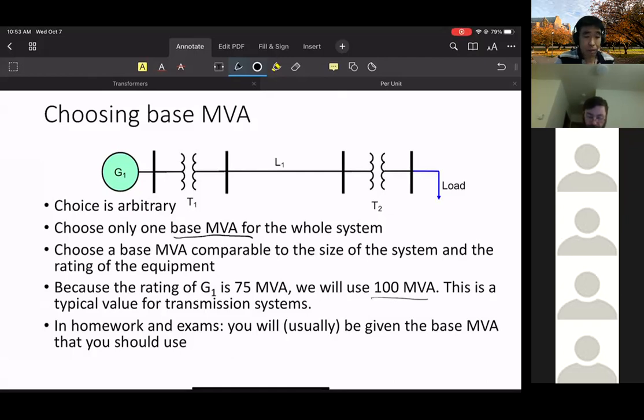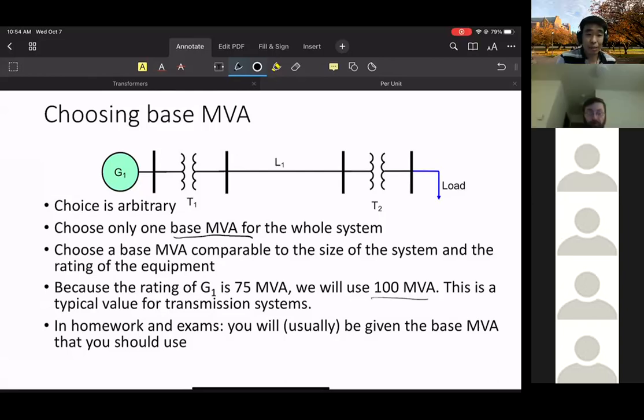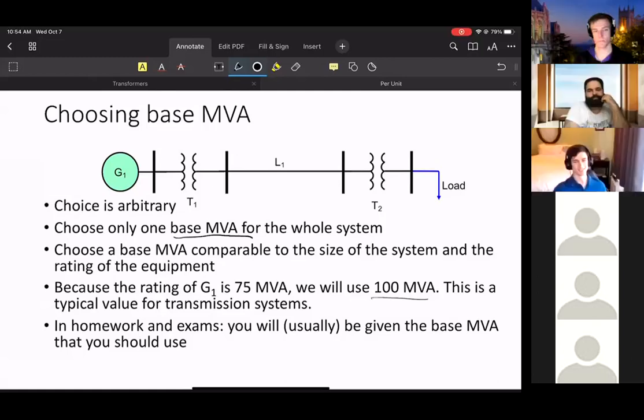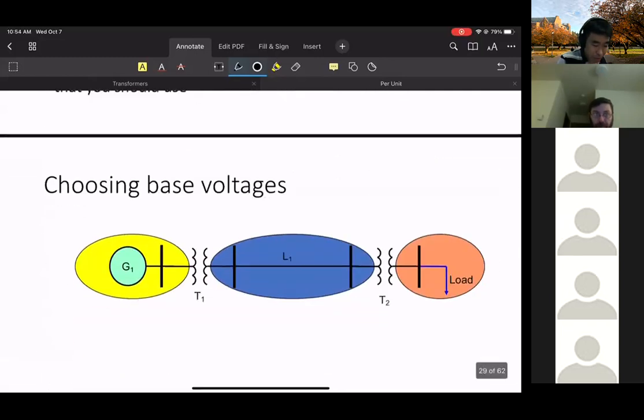And in homework and exams, you'll normally be given this. The reason is that it makes grading harder if you are each allowed to pick your own. So in your homework and exams, you'll be told 100 MVA is the base. Please use that. Don't say, oh, I don't like the number, I'm going to assume another base unit and redo the calculation. You'll make the TA very angry if you make that choice in your homework. So use the base units you're given to make grading and homework solutions much easier for us. Just one thing to keep in mind.